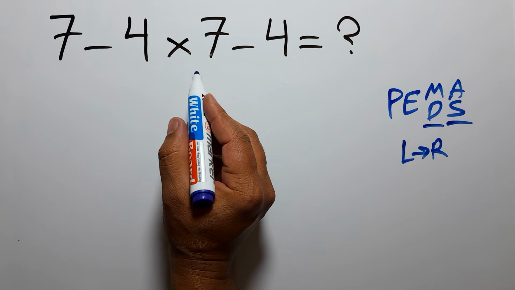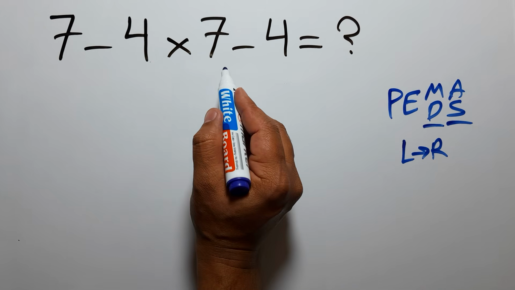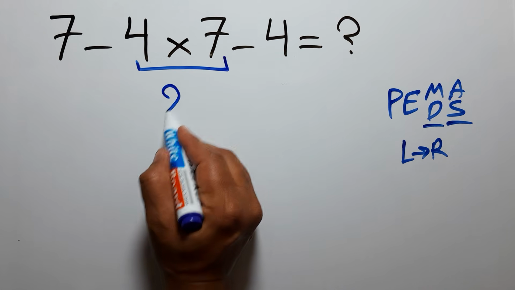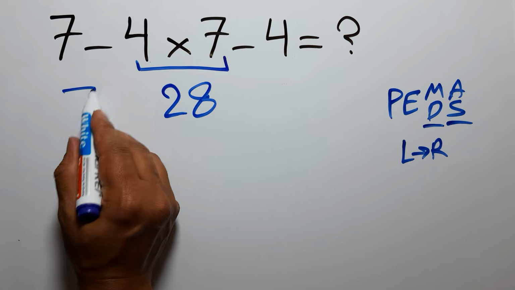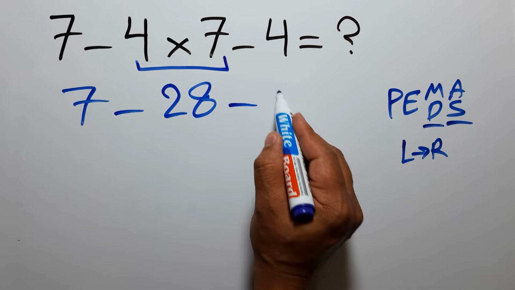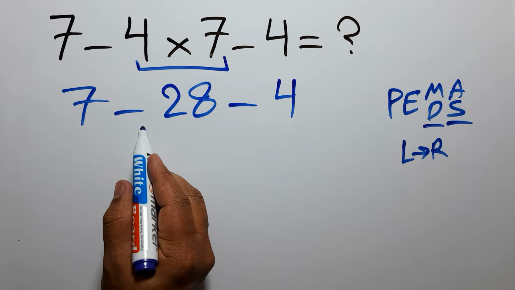So first we have to do this multiplication. 4 times 7 gives us 28. So we have 7 minus 28 minus 4. Now we have to do this subtraction.